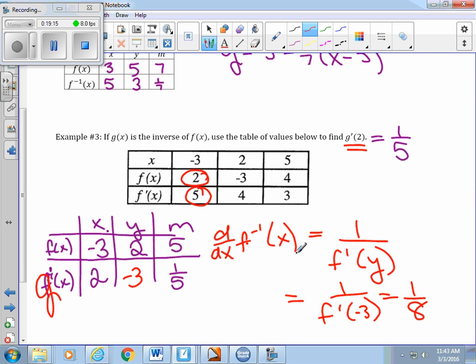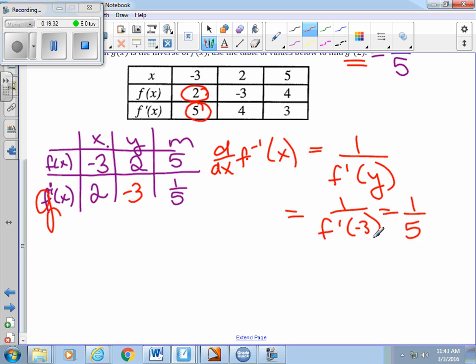Oh, sorry, it's not 8, it's 5. My bad. F prime of -3 is what? Okay. It's not different answers. Sorry about that. So that's how the formula works. That's how the table works.